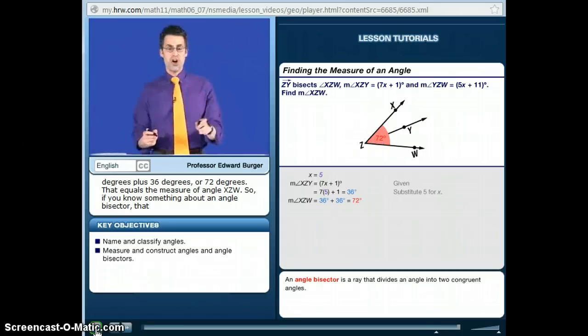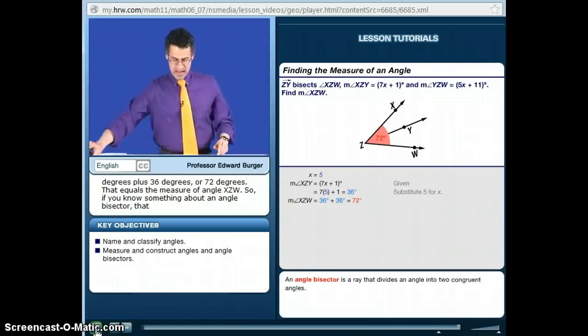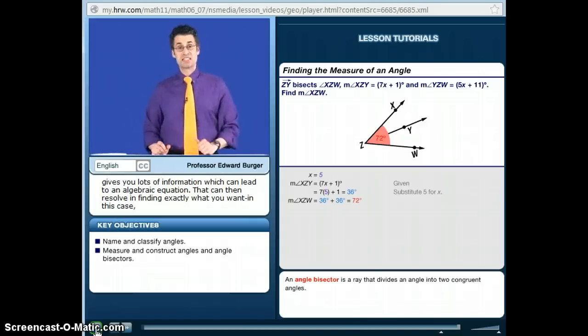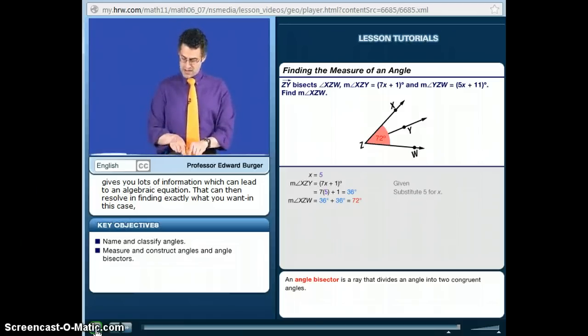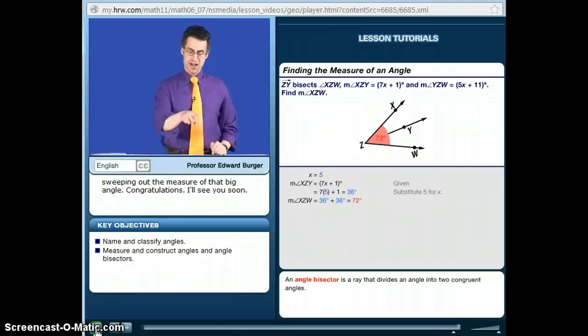So, if you know something about an angle bisector, that gives you lots of information which quite often can lead to an algebraic equation which can then resolve in finding exactly what you want, in this case, sweeping out the measure of that big angle.